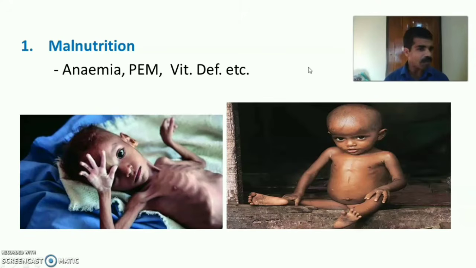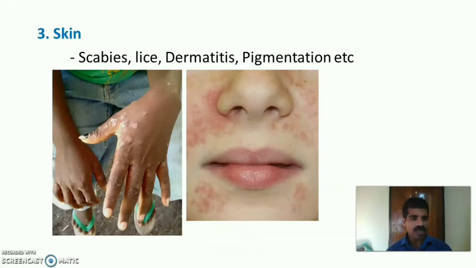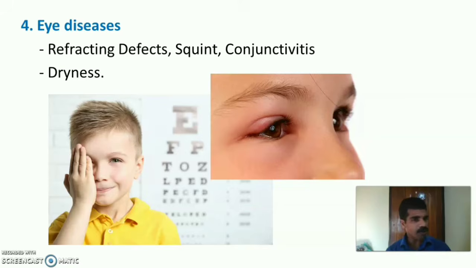The first problem is related to malnutrition. Anemia, protein energy malnutrition or caloric energy malnutrition, and vitamin deficiency, etc. are common in school children. The second common problem in school children is gastrointestinal or GI problems. That is intestinal parasites, diarrheal diseases, constipation, etc. The third problem is skin related problems like scabies, lice, dermatitis, pigmentation, etc. The fourth problem is related to the eyes: refractive defects, squint, conjunctivitis, dryness of the eyes, etc. are the common eye related problems in school children.